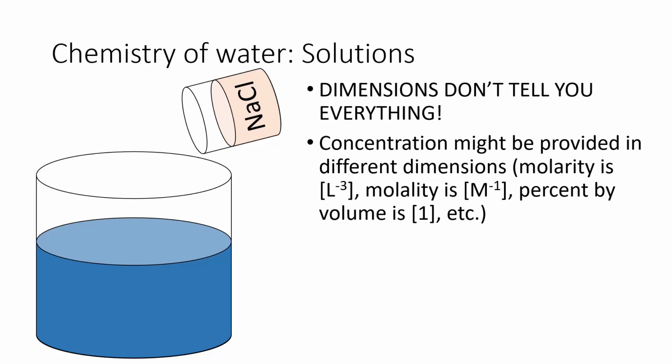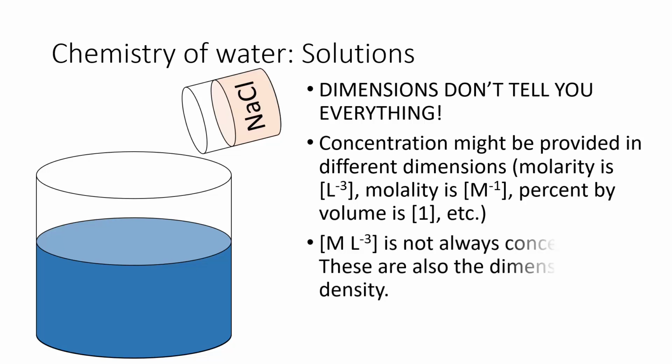Percent by volume is a measure of concentration that you might see if you're looking at a can of beer or something like that. Usually percent by volume is how alcohol percentages are provided on alcoholic beverages. So concentrations can have a lot of different dimensions or no dimensions.